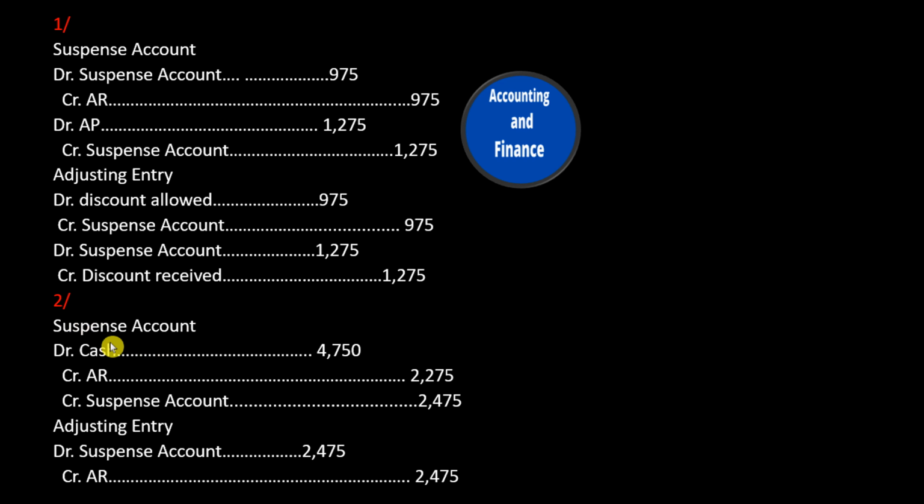2. Suspense account. Debit cash, $4,750. Credit AR, $2,275. Credit suspense account, $2,475. Adjusting entry. Debit suspense account, $2,475. Credit AR, $2,475.